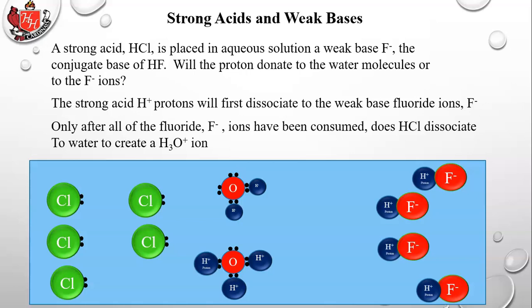So what that means is that if you have enough weak base ions, you can protect the water molecules from becoming H3O+, because the fluoride ions will be the first ones to attract the hydronium ions, or the protons. Only after they've been used up, after the fluoride ions have been completely consumed, will hydrochloric acid pass a proton to a water molecule.